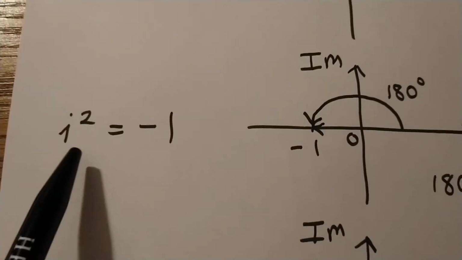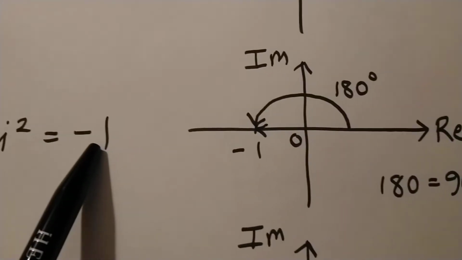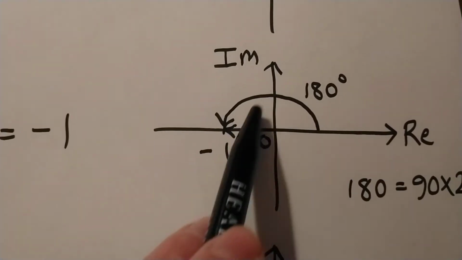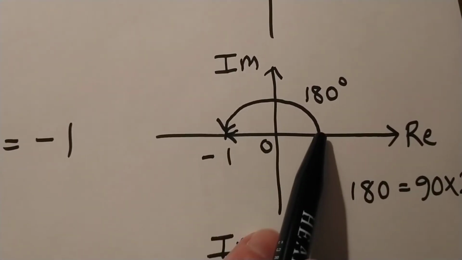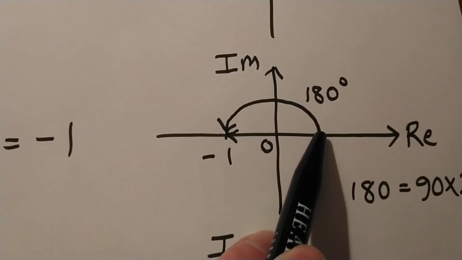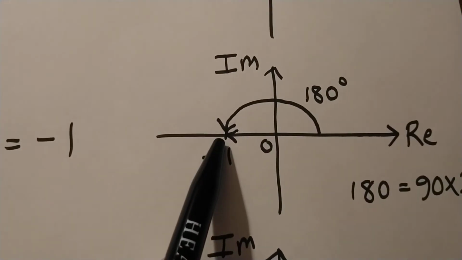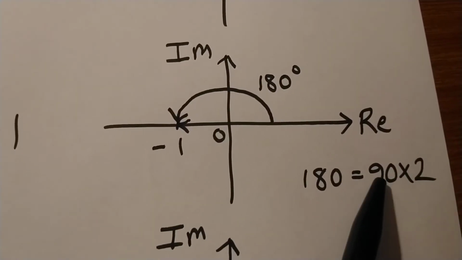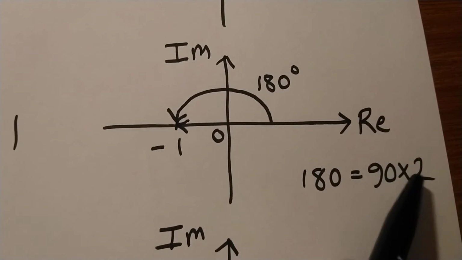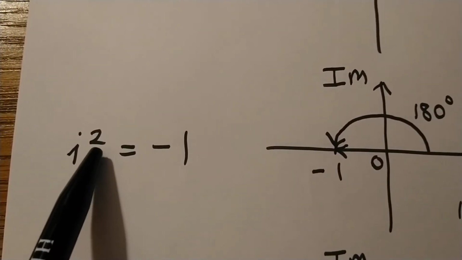Now let's square i. Well, we know that i squared is -1. So on the Argand diagram, -1 is over here on the real axis, and we can see the angle, once again measured anti-clockwise from the real axis, is 180 degrees. Note that 180 is 90 times 2, and remember 2 is the same as the power we've raised i to.